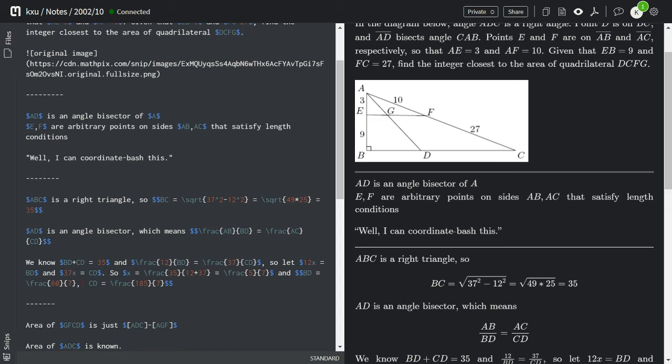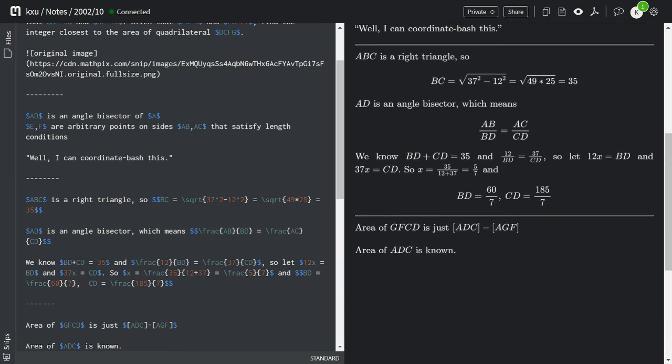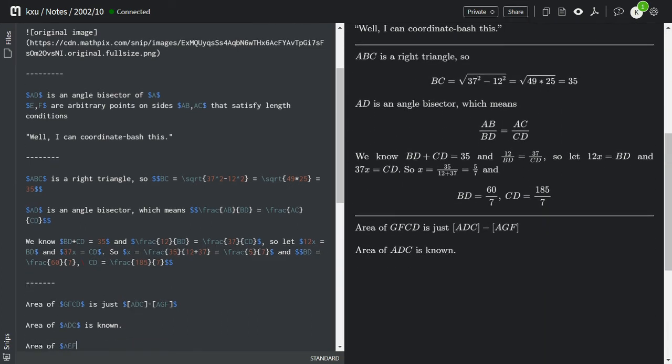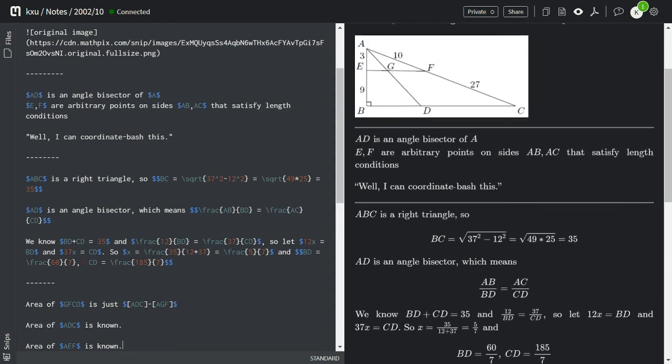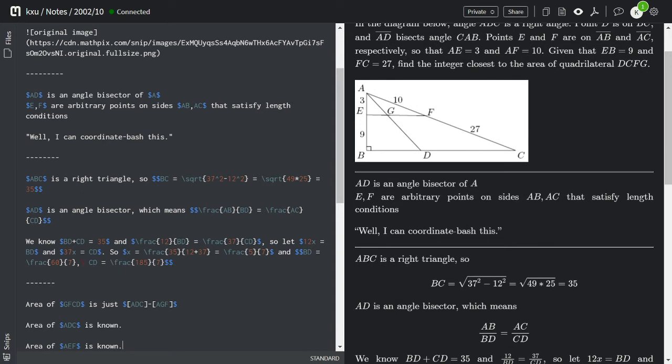So AGF, how can we do this? Well, one thing we know is that we can apply the same thing again that we did for ADC to AEF. As in, we know AE, we know AF, and we know the sine of angle A. So the area of AEF is known. And AGF is a part of that.